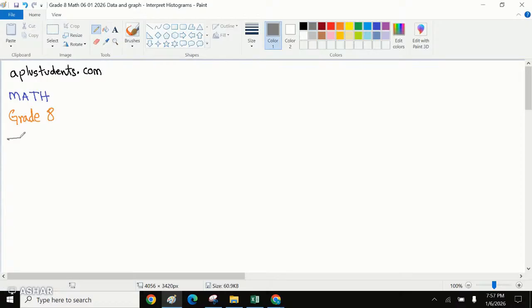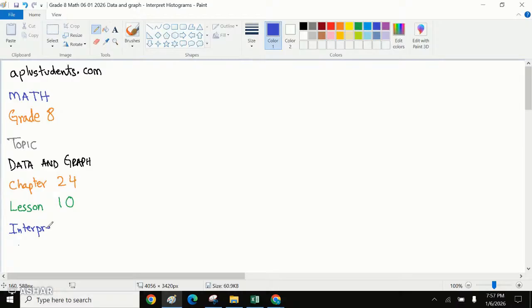The topic for today is data and graph. Let's look at the chapter number. The chapter number is 24. And the lesson number is lesson number 10. Okay. And the name of the lesson is Interpret Histograms.